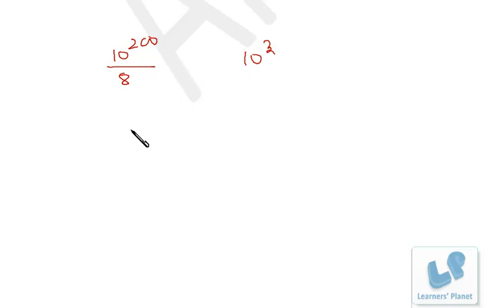Now I have the other expression, 10 raised to 10 plus 10 raised to 100 plus 10 raised to 1000, and this expression, if it is divided by 7, what will be the remainder? Okay, by 7.